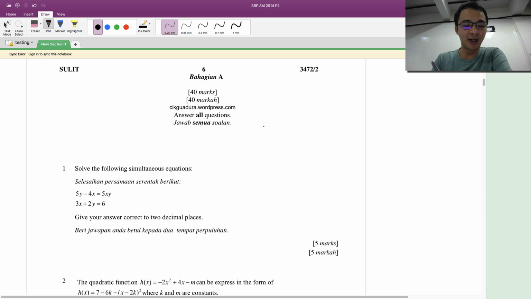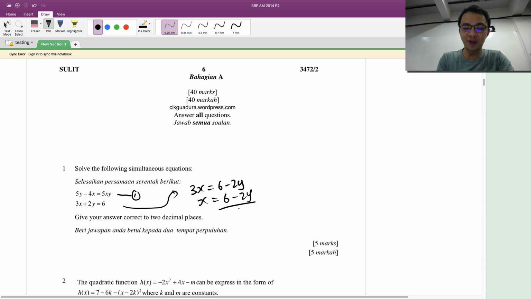It's a simultaneous equation question. I think all of you can solve it very fast. So I'm going to call this one the first equation, and this one is the second equation. I'm going to modify a bit because I want to make x the subject. So I'm going to move the 2y to the other side, and then x will equal 6 minus 2y over 3. This one I'm going to call the second equation.